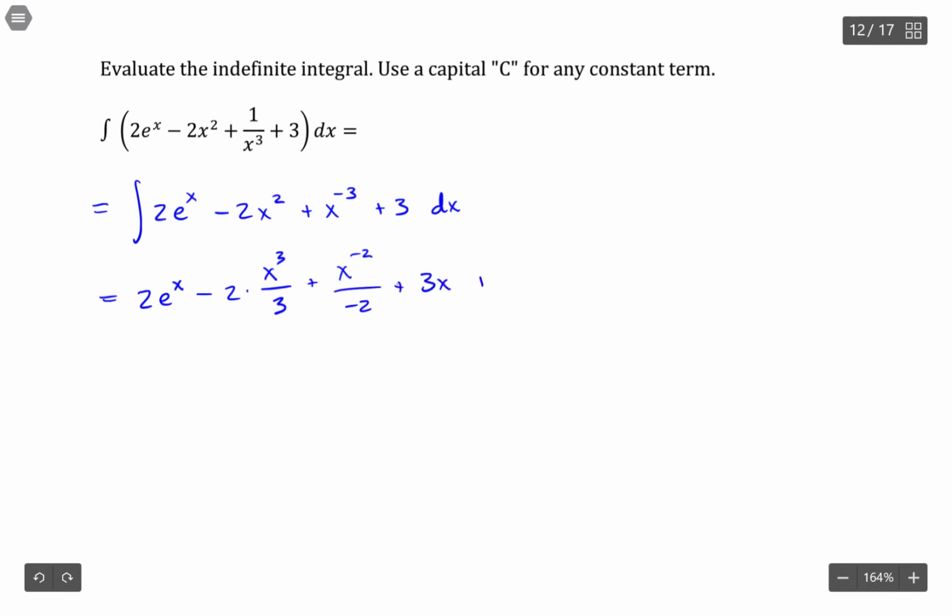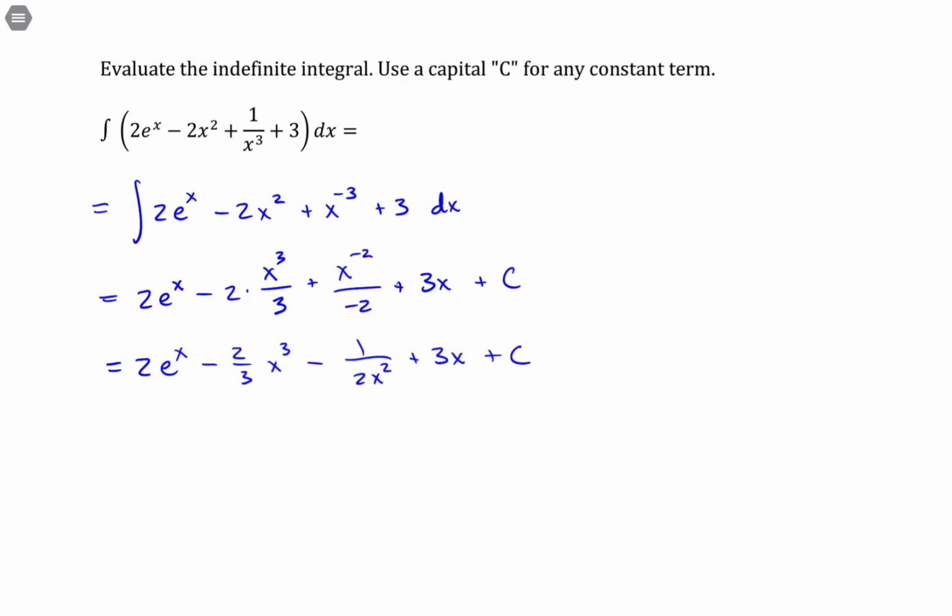Then plus 3x plus a constant, and then it's simply a matter of going through and cleaning things up just a bit. There's really not much to do. So 2e to the x minus 2 thirds x cubed minus 1 over 2x squared plus 3x plus C. And that's as simple as we can possibly make.